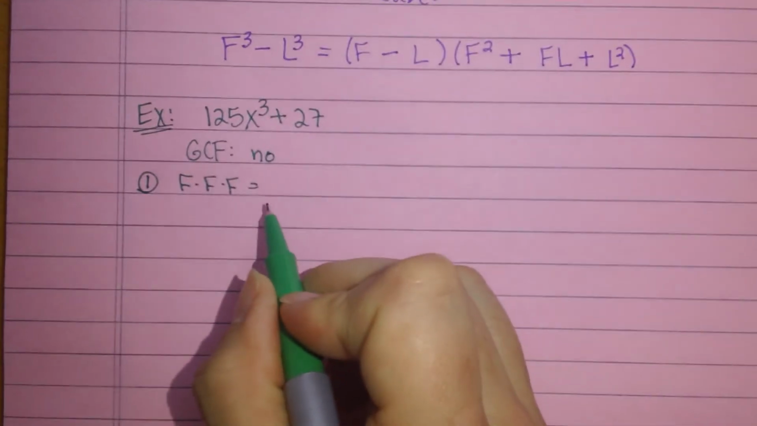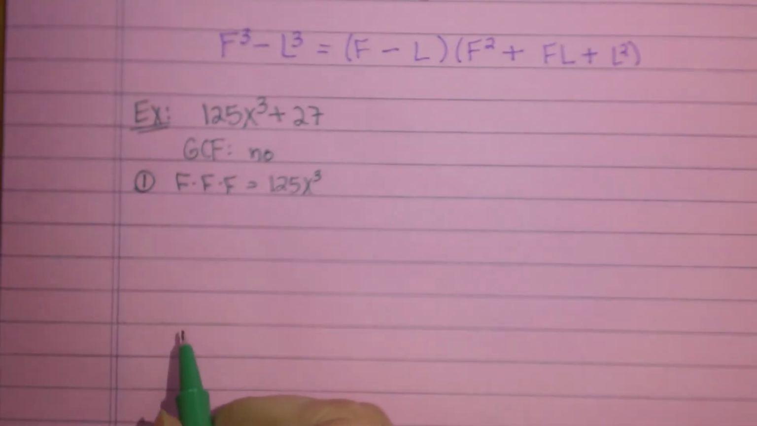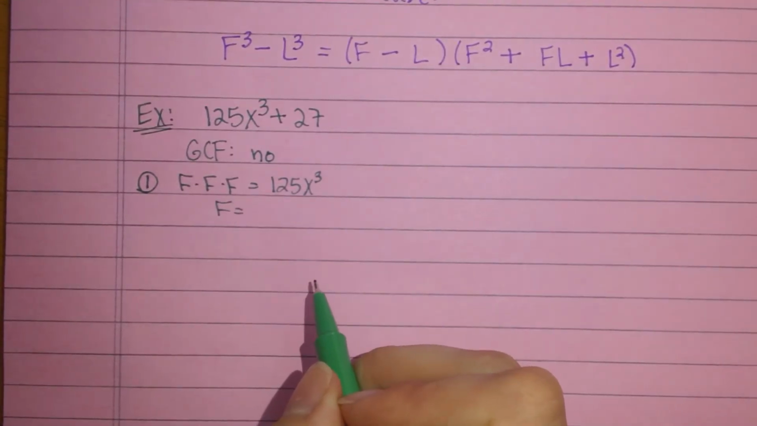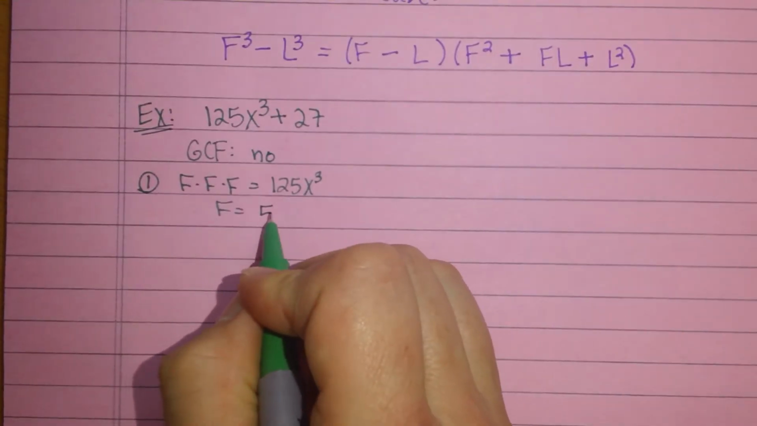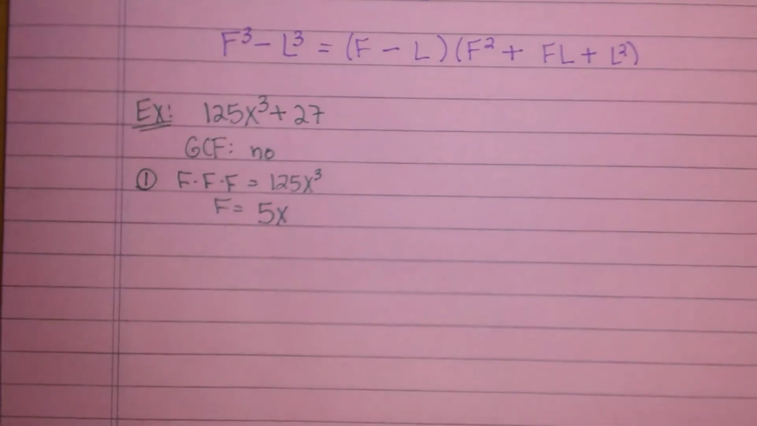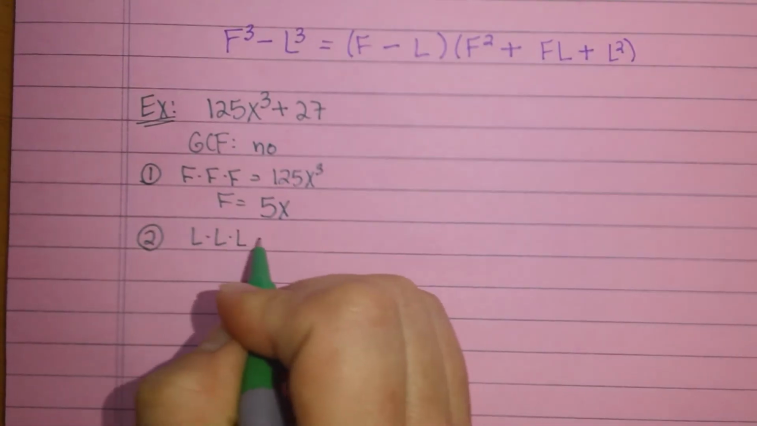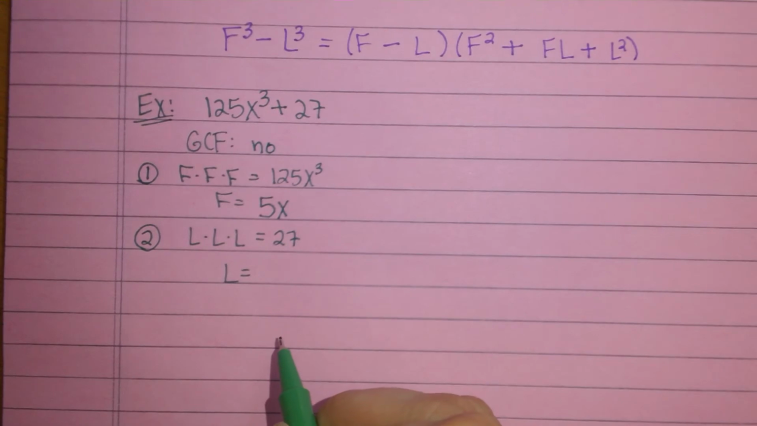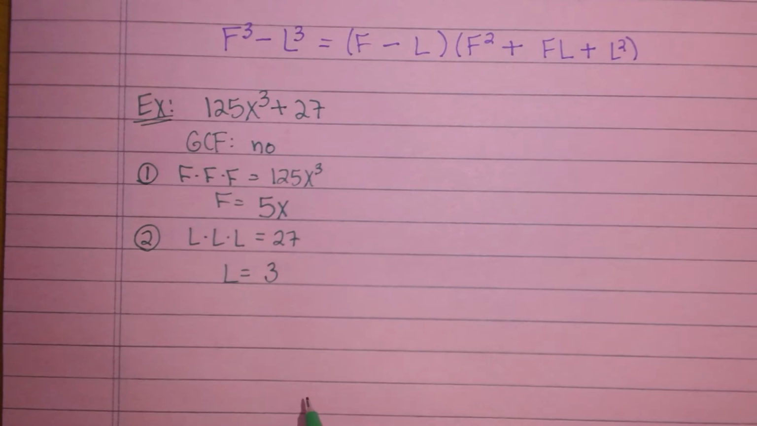So this time we have F times F times F is 125x cubed. So we've got to figure out what times itself 3 times would give us 125x cubed. Well, I know that 5 times 5 is 25, and then 25 times 5 again is 125. So F is going to be 5, and then x times x times x would give me the x cubed. So the F term will be 5x. Then I want to figure out what my L term is. Since I know that L times L times L is going to be 27, I can figure out that L is going to be 3 because 3 times 3 is 9, and times 3 again is 27.